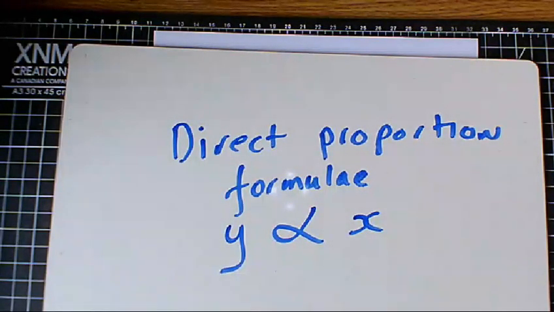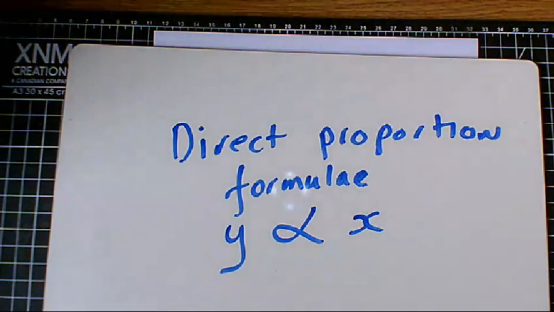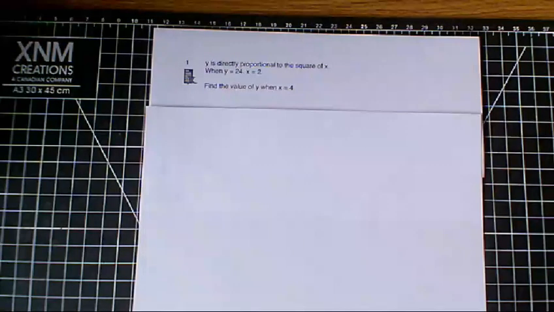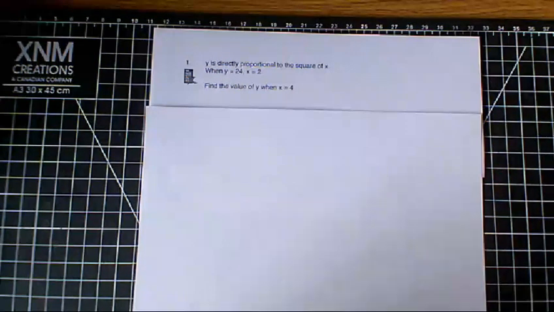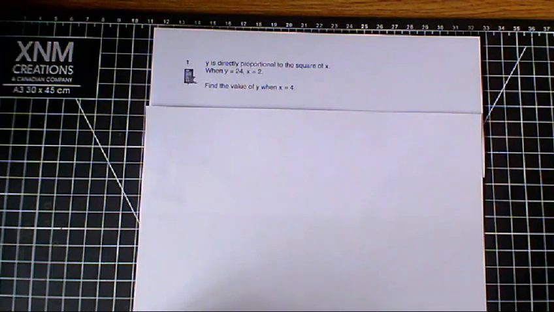So in this video I'm going to talk you through how to do direct proportion problems where you're asked to find a formula. So here's an example question. Y is directly proportional to the square of x. When y is equal to 24, x is equal to 2. Find the value of y when x is equal to 4.